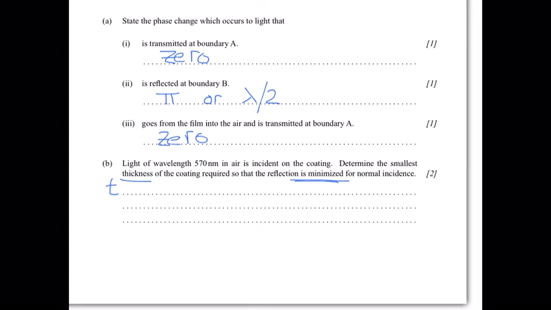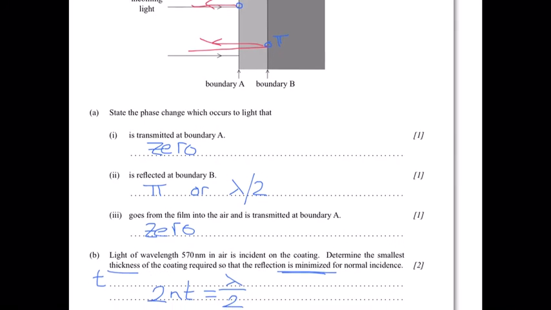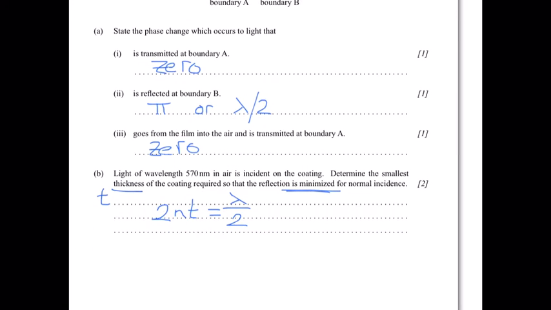So what we're saying there is that we need 2nt to be equal to lambda over 2. It's 2nt because the lights have to travel both there and back, and we want that to be equal to the condition for destructive interference, which is that path difference is equal to lambda over 2.